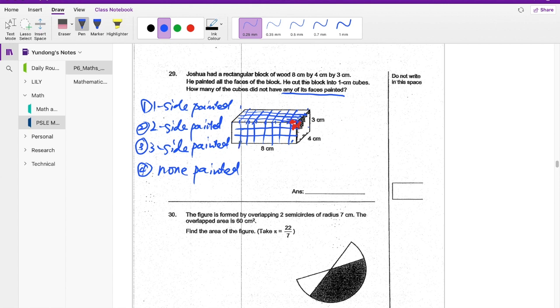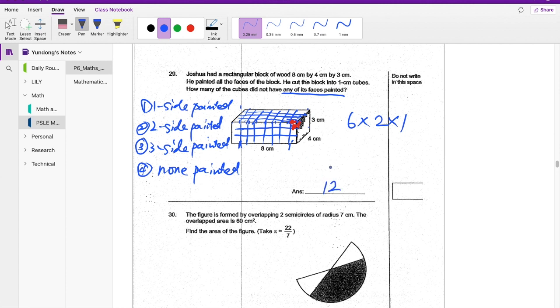So if this one is 8, right? I chop 2 sides, so it is only 6. For 4, right? Chop 2 sides. 6 minus 2 is 2. 3, right? Chop top and bottom, which is minus 2, which is 1. So in total, inside there will be 12.